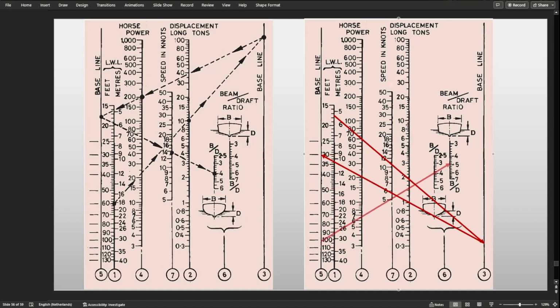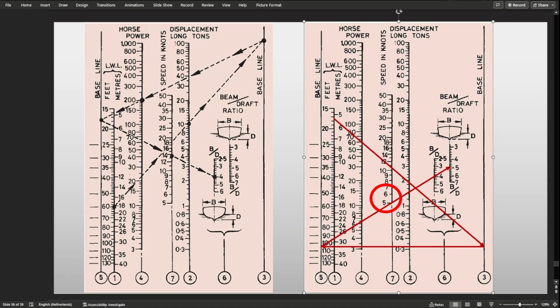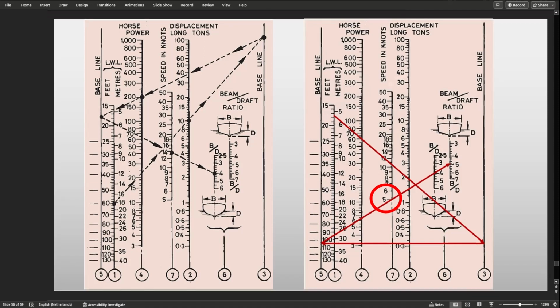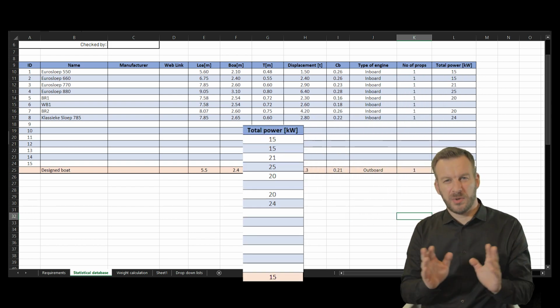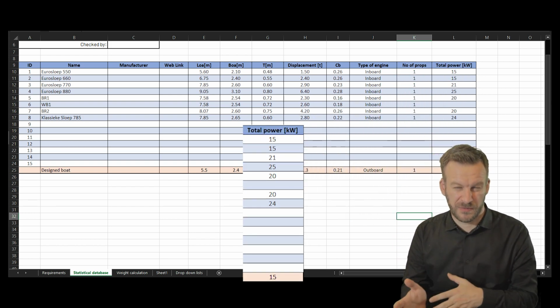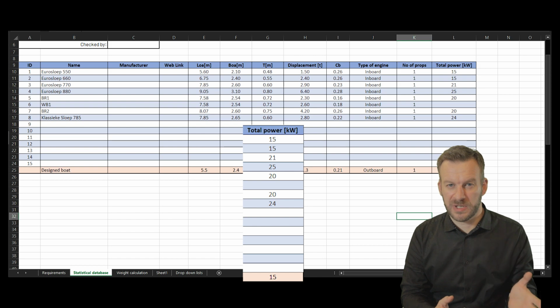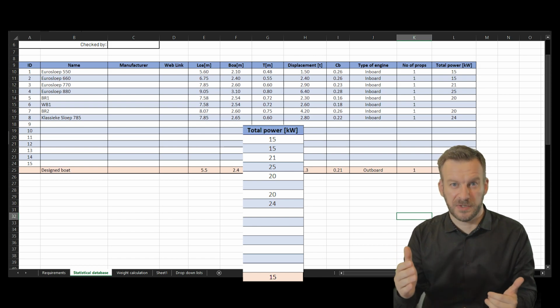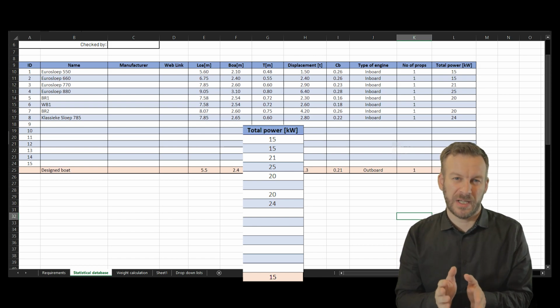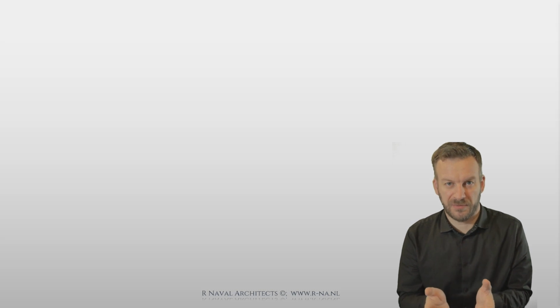Now let's check what this graph is giving us for 5 knots of speed, and if we just slide this point on the left baseline mark, we can read out that the horsepower or power required is very low. It's 3.5 horsepower. So now we have a thing. Every boat in our database is 15 or 20 horsepower, and we have 3.5. That's a significant difference.